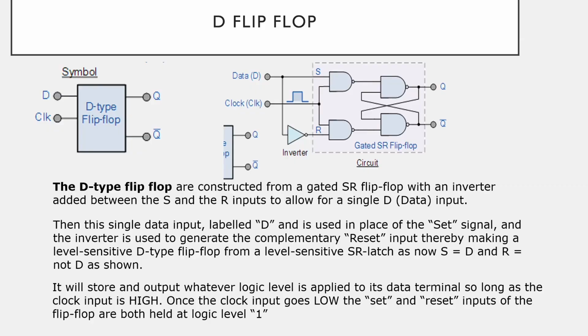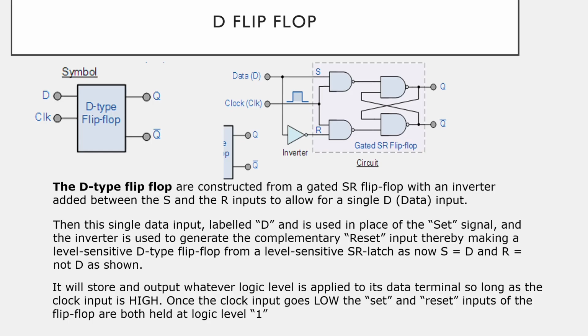D flip-flop. The D-type flip-flop is constructed from a gated SR flip-flop with an inverter added between the S and R inputs to allow for a single D data input. Then the single data input labeled D is used in place of the set signal, and the inverter is used to generate the complementary reset input, thereby making the level sensitive D-type flip-flop from a level sensitive SR latch, as now S equal to D and R equal to not D as shown.